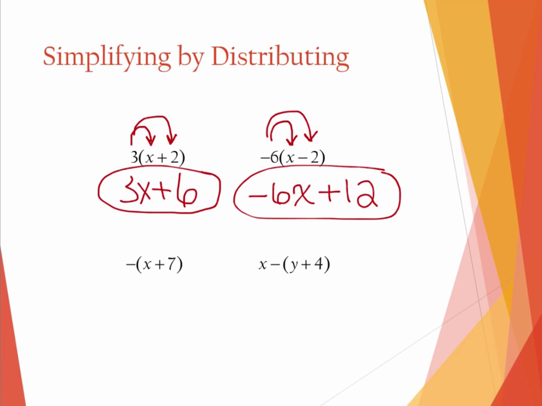Our next example, we have negative, then x plus 7. So if this confuses you, you could always put a 1 in front and think of it as multiplying by negative 1. Negative 1 times x is a negative x or a negative 1x. Negative 1 times positive 7 is a negative 7.